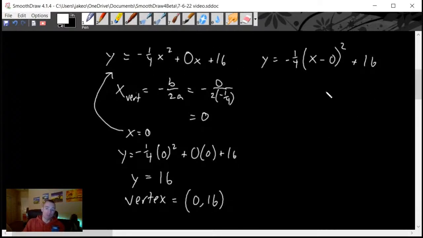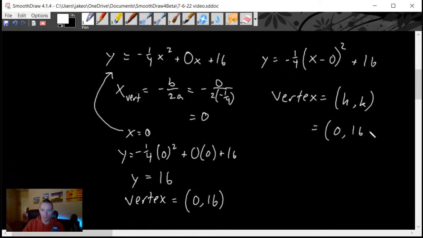From the vertex form, the reason I like the vertex form more is once you get it in this vertex form here, it's very, very simple to see where the vertex is, and that's why it's called the vertex form. The vertex is always just going to be at (h, k), for whatever h and k values you have plugged into your formula. So in this case, it's (0, 16), because we have 0 right there and positive 16 right there.